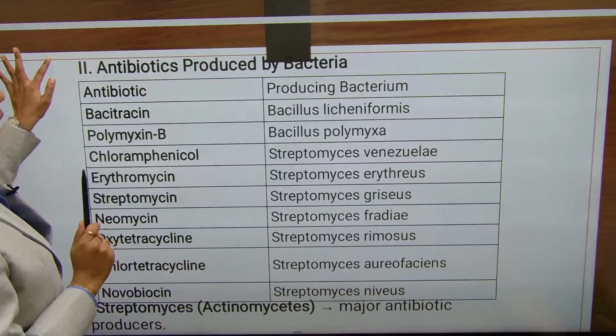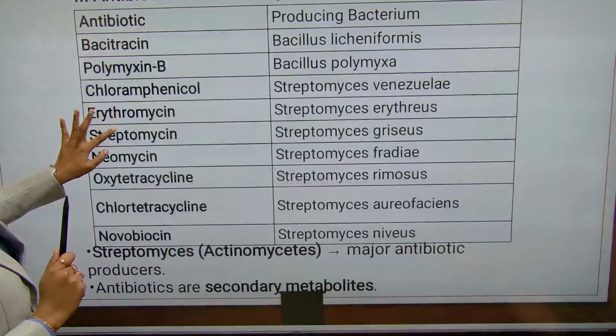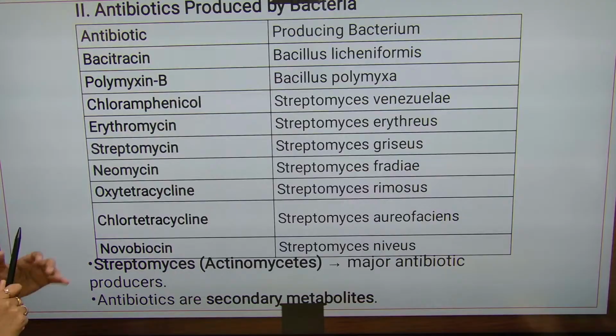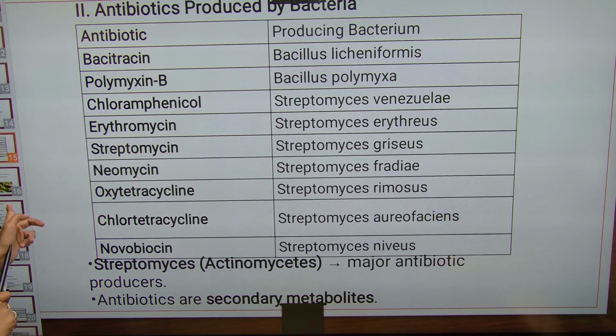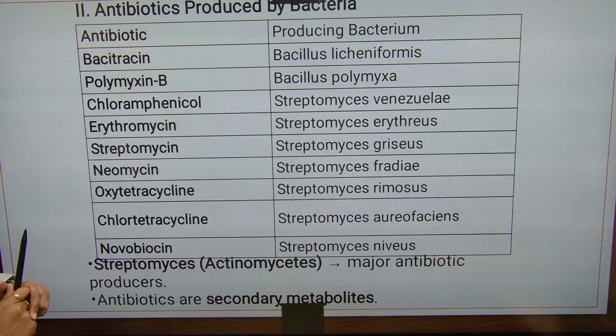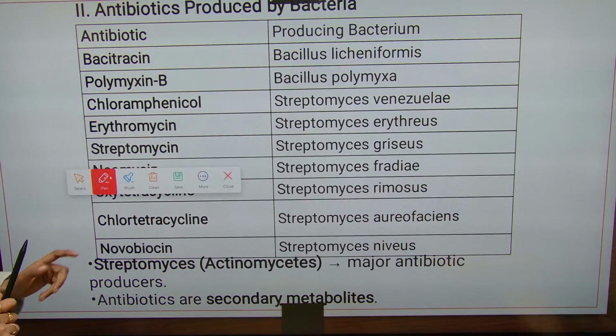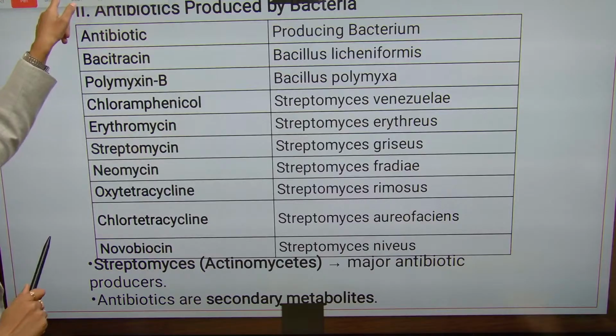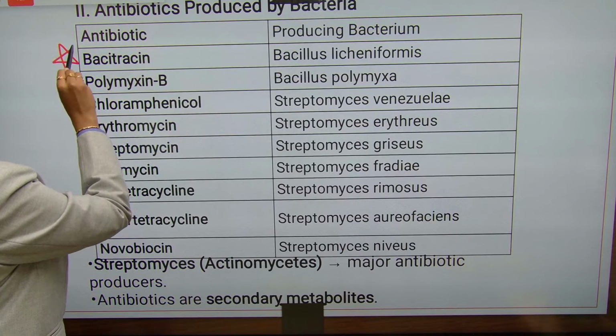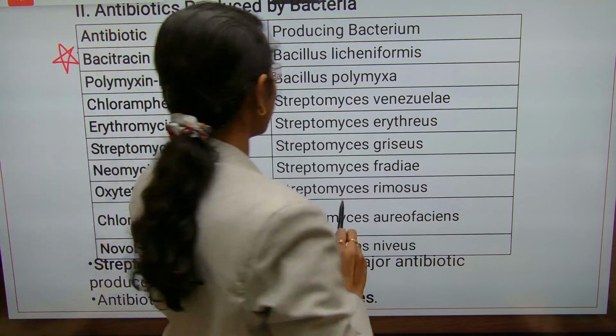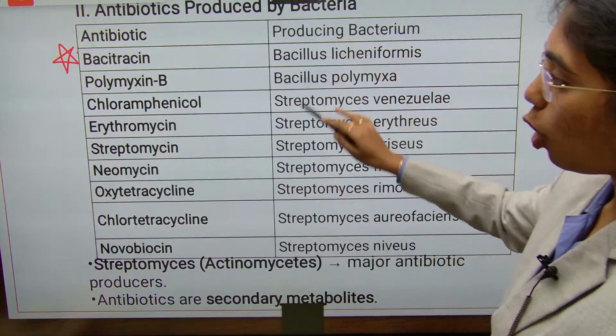Here you see antibiotics produced by bacteria. What are the antibiotics produced? Most important slide. You have to remember the entire table. The entire table is important over here. Fine, right? The entire table is important. You have to remember whole examples.